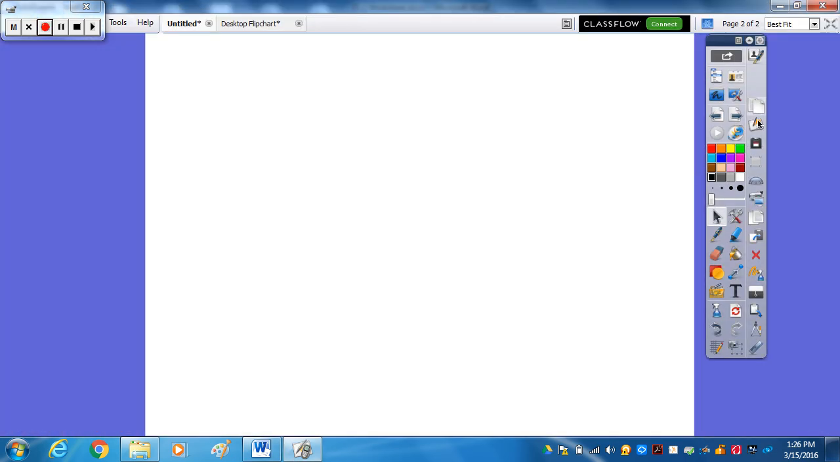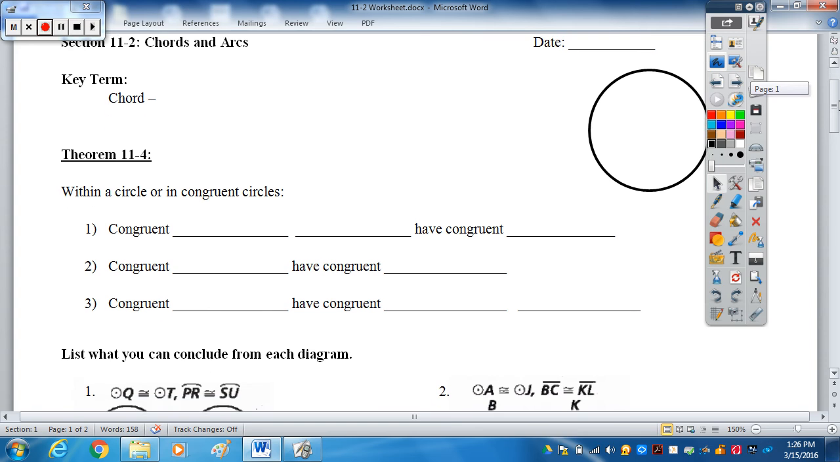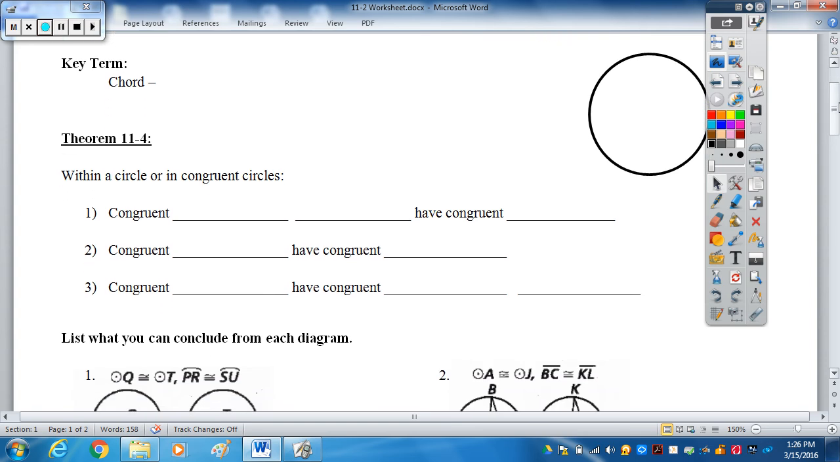We're going to be talking about chords within circles. Now, you may be wondering to yourself, what is a chord? I want to give you that definition to start off here today. A chord is a segment, so you want to write that down for the key term here. A chord is a segment whose endpoints are on a circle. Okay, a segment whose endpoints are on a circle.